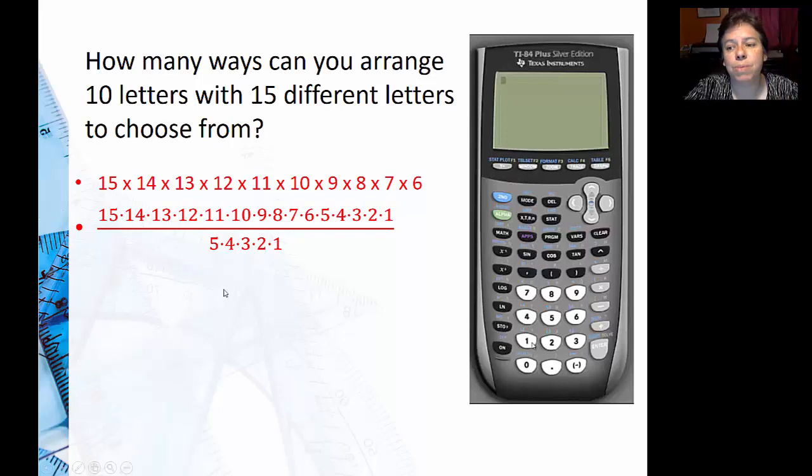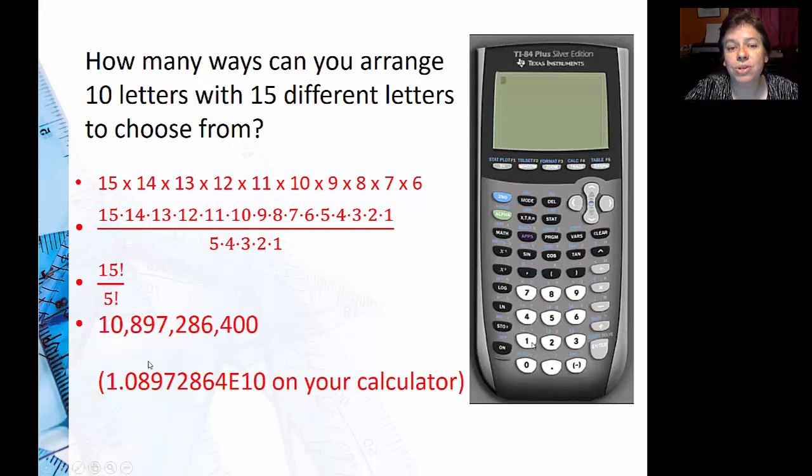And both of these I can put in my calculator as 15 factorial over 5 factorial, which happens to be a very big number. So just to practice again, here's how you enter it on your calculator. You do the 15, math, move over to probability, then pick 4, and that adds the exclamation mark. Divide by 5, then hit math, and then move over to PRB and hit Factorial and enter.